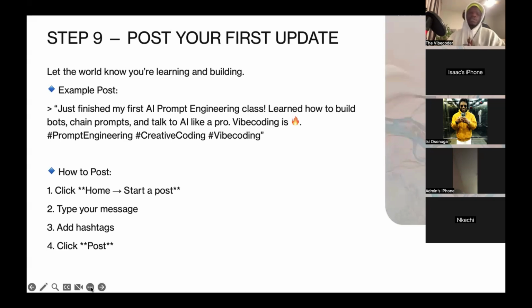So how do you post now? You click home, start a post, type your message, add your hashtag, click post. You can also add your pictures, your screenshots, your audio, or anything you want to add. I don't know if audio is possible now. I don't think so. You can add all that and you post it. That is all. In fact, you can even use AI to generate this example post and just put your screenshots there to follow up with. It's that simple. This is the final stage.